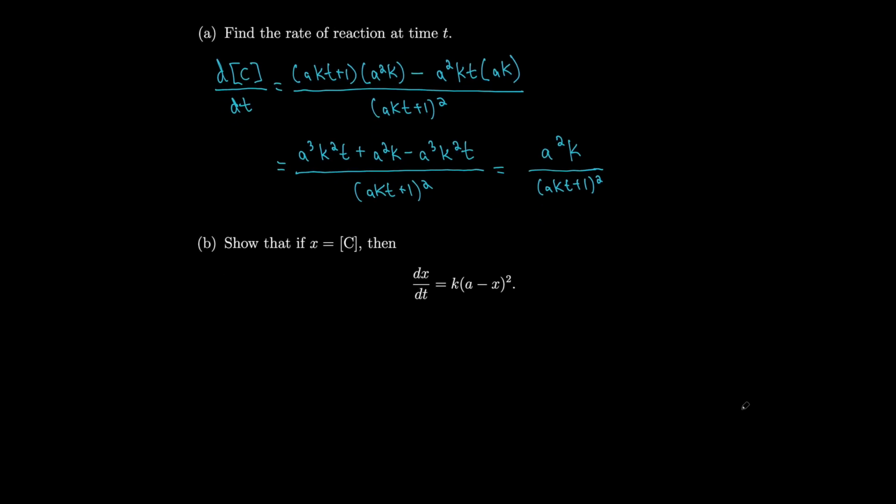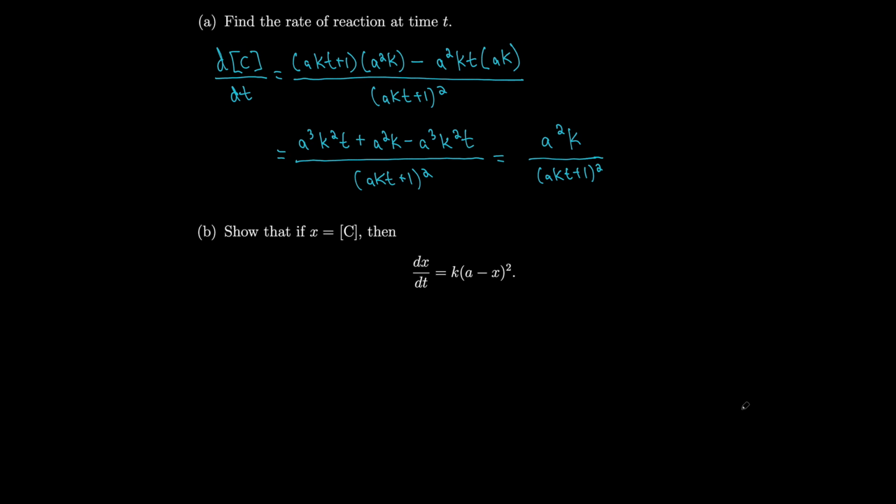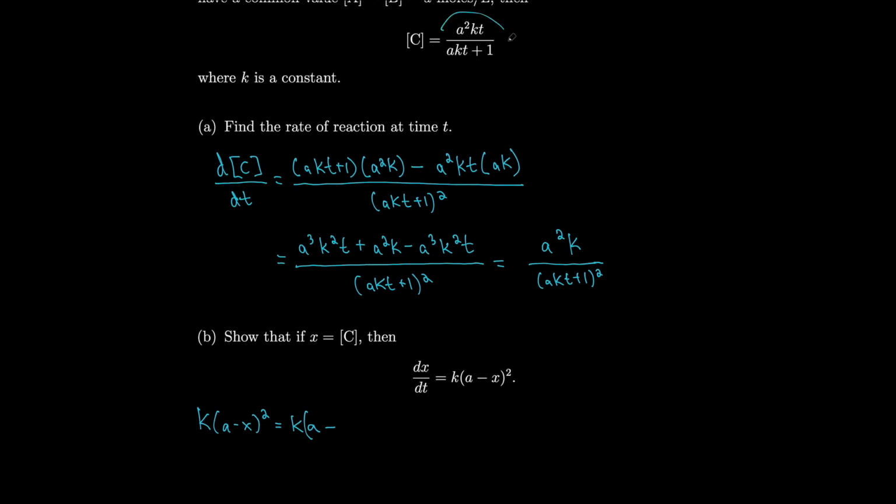Okay, so let's show that if x is the concentration of C, then dx/dt is this thing. We already calculated dx/dt is this, because x is C. So we just have to calculate this and make sure that this matches with that. So let's do that. We have k times (a minus x) squared. So that's k times a minus, so we have to look back. This is what x is, because x is the concentration of C. So we plug that in.